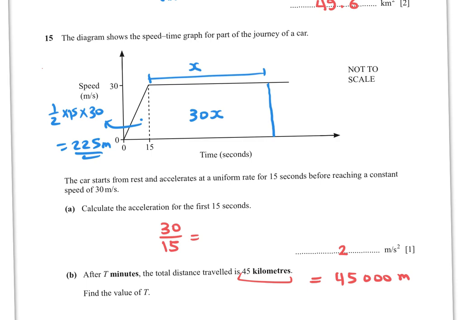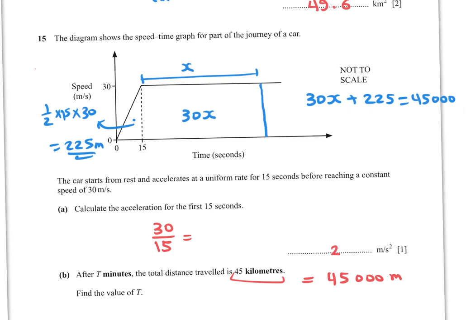So we can solve this equation. 30x plus 225. This means area of rectangle plus area of triangle equals 45,000. Can you solve for x? Transpose 225 to the other side, then divide by 30. x equals 1,492.5.